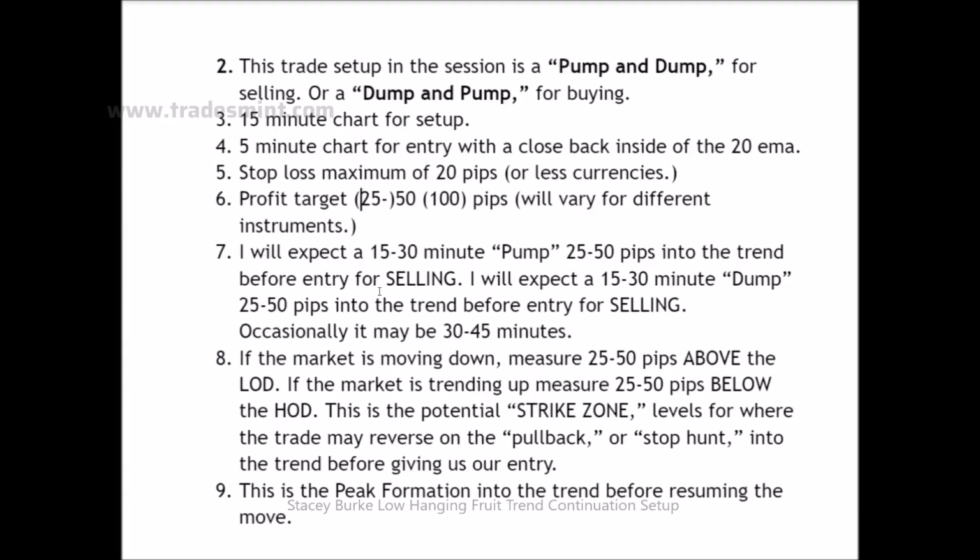25 to 50 pips into the trend. On rare occasions, it may go 75. But if it's a trending market, typically it'll probably just go to 50. So we want to see that. The market will then confirm our entry by pulling back inside. There's our peak formation for the trend continuation trade.